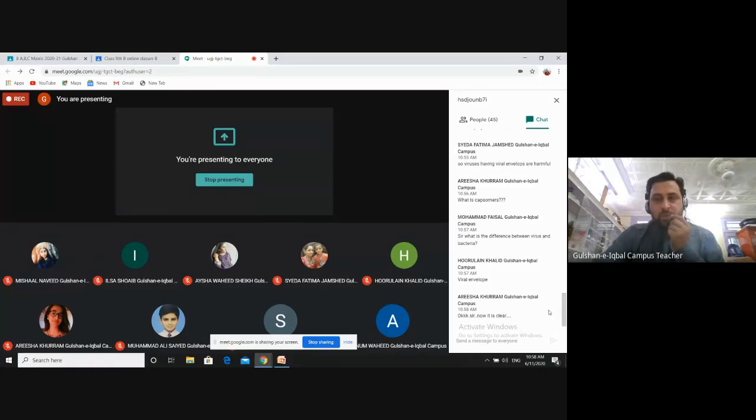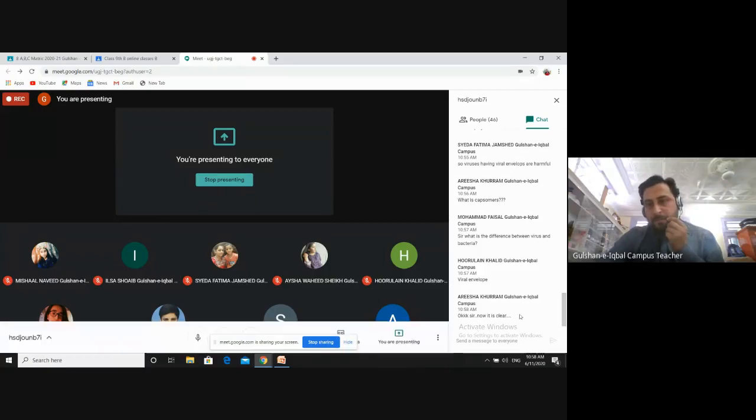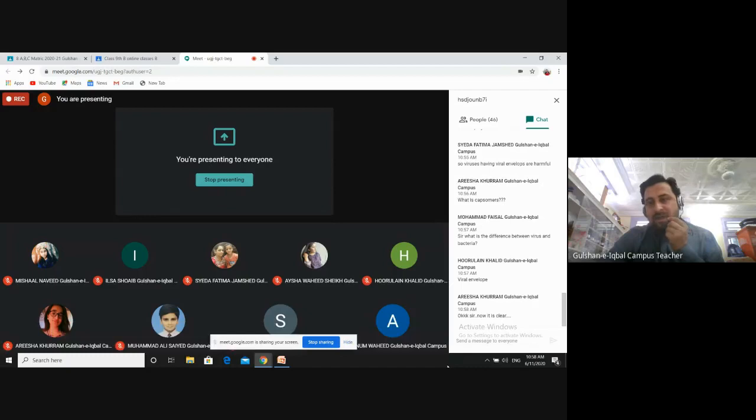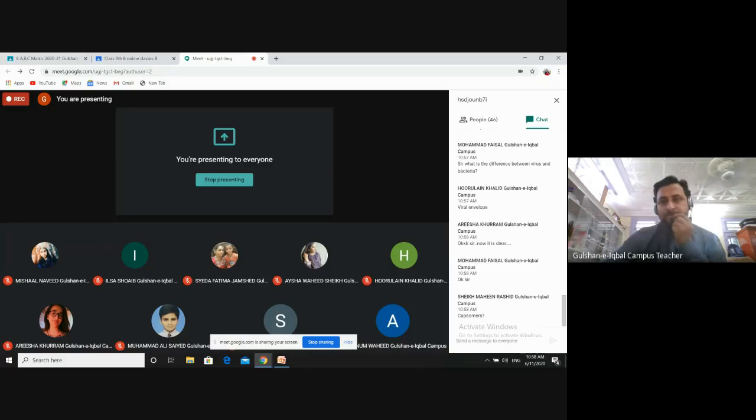So when there is no envelope, they are not going to harm you more. Okay, they will harm, but they will not harm more. We will study bacteria first, then you will find out the difference between them. The viral envelope is an extra layer present outside some of the viruses, which makes them more poisonous, more infectious. Capsomers are the smaller units of proteins.